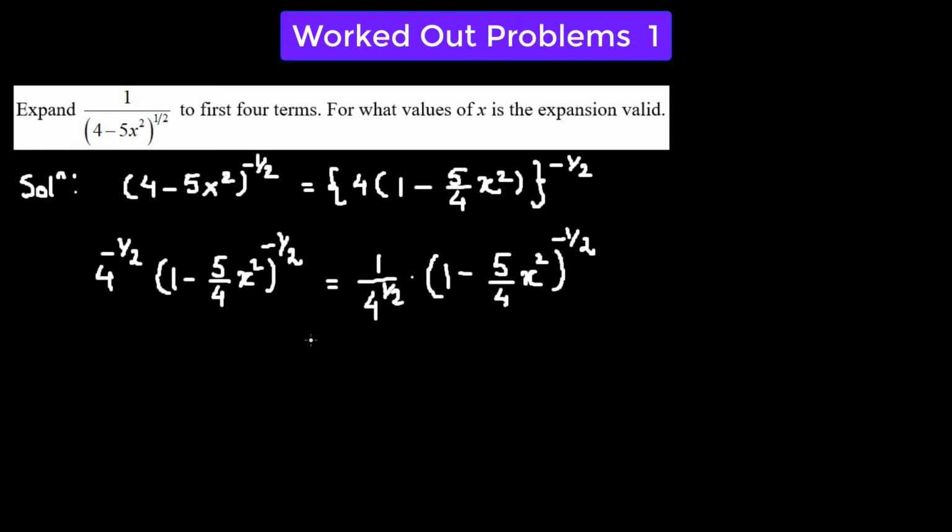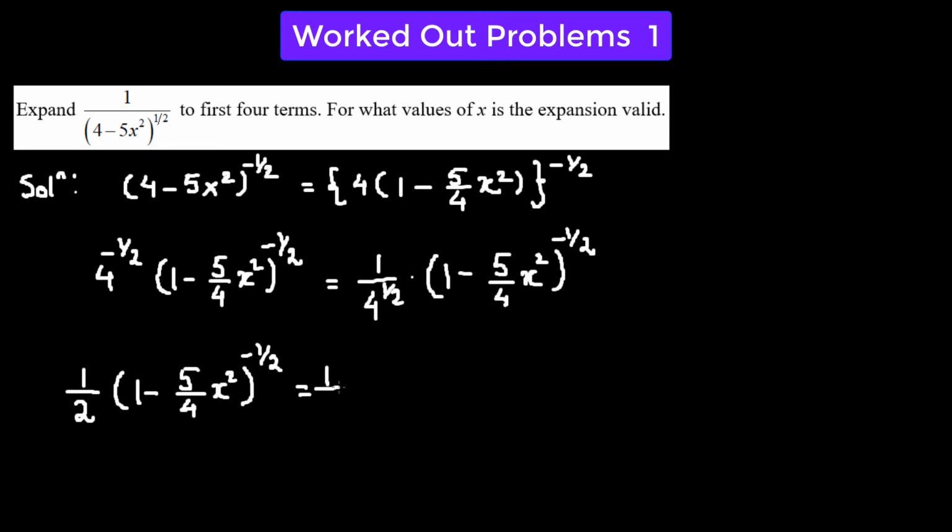Now 1 divided by 4 raised to the power half is simply 1 over the square root of 4, which is going to be 2. So we have half multiplied by (1 minus 5/4 x squared) whole raised to the power -1/2. Now we're going to use the binomial theorem to expand it.